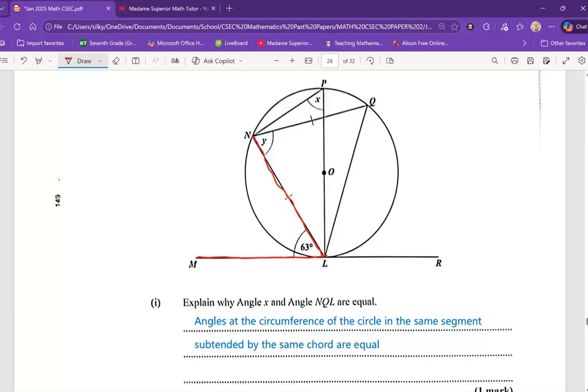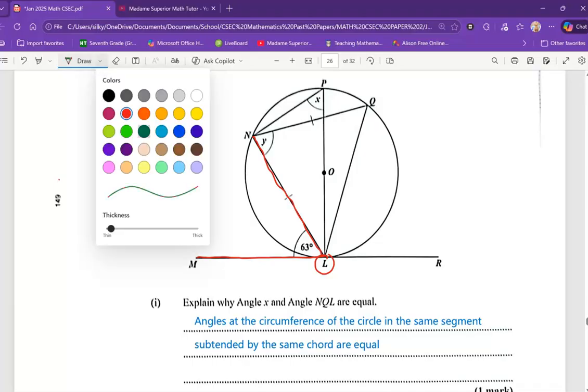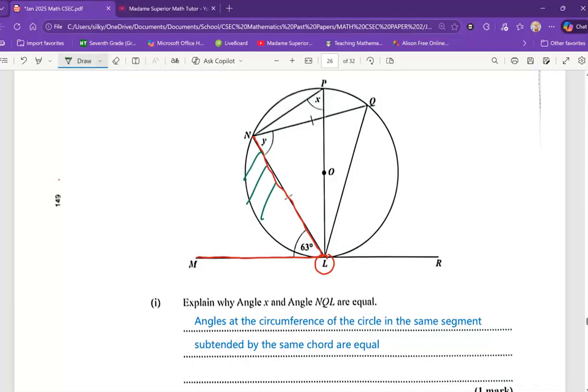So there's a theorem that says the angle between the chord and the tangent at the point of contact, which is L, is equal to the angle in the alternate segment. Alternate meaning opposite. So let me break that down. I already explained that the chord LN divides the circle into two segments. This shaded part is called the minor segment, and the unshaded part will be the major segment. So this 63-degree angle lies in the minor segment, whereas this angle, angle NQL, lies in the major segment, which is opposite.